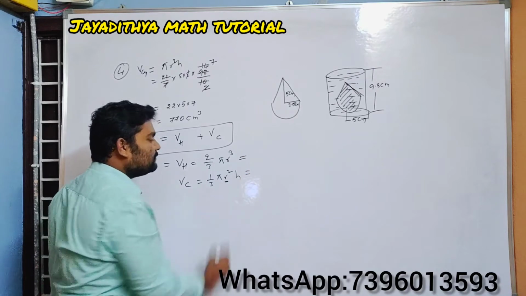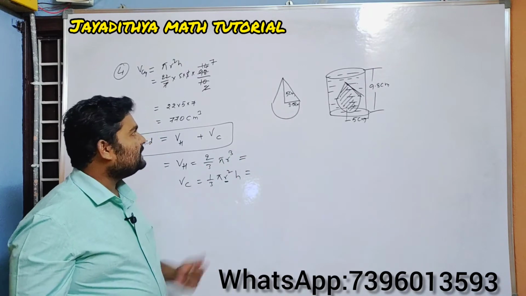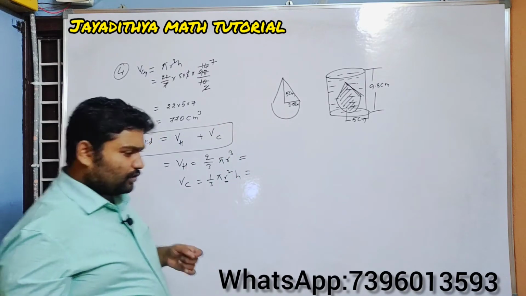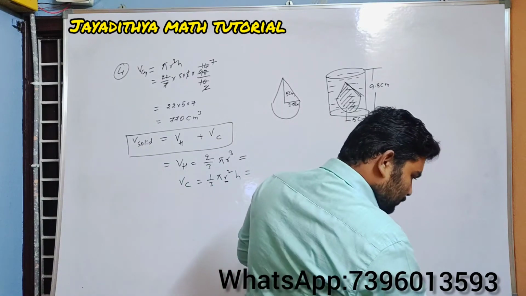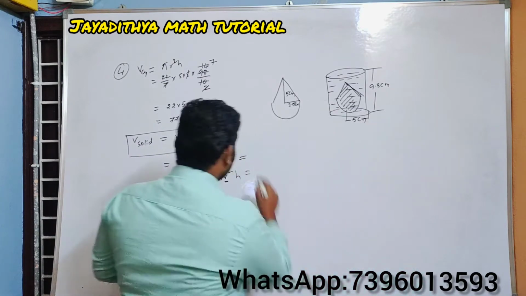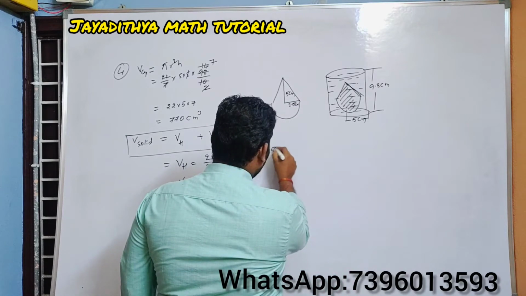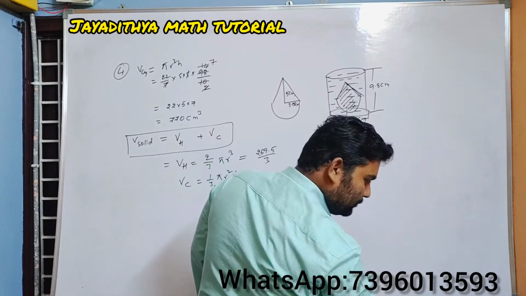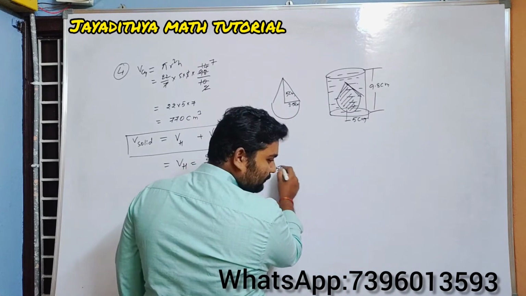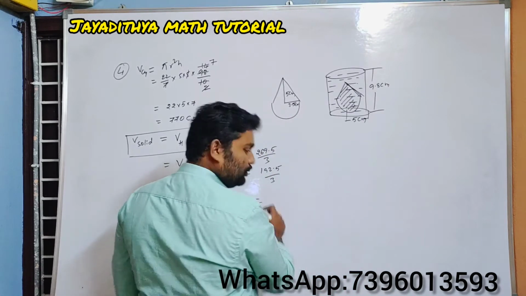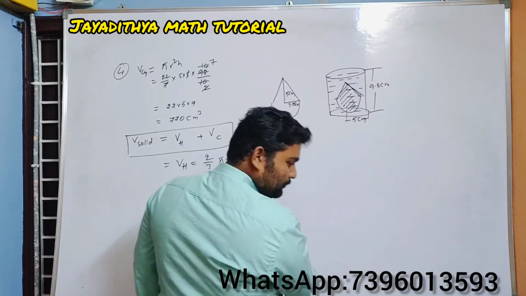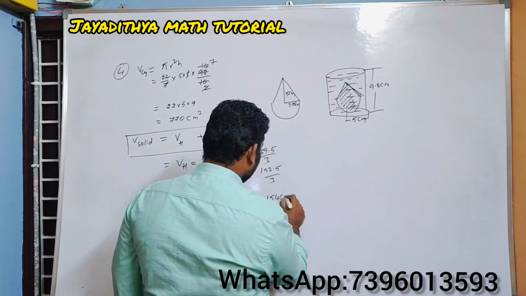So here also the radius will be equal to 3.5, and the height is equal to how much? 5 centimeters. So if you want, I can do it directly here. If you add these two, the values will be like this. This value will be 269.5/3 and the volume of the cone will be 192.5/3. If you add these both, the volume of the solid will be equal to 154 centimeters cube.